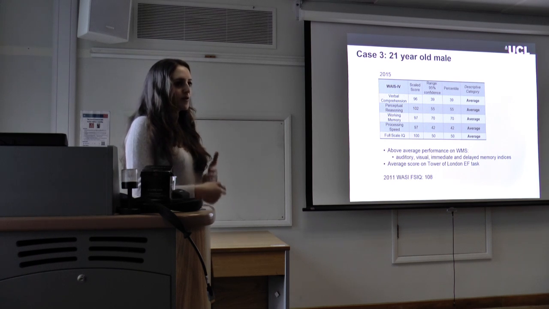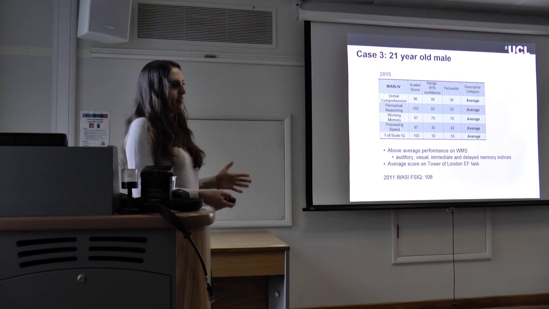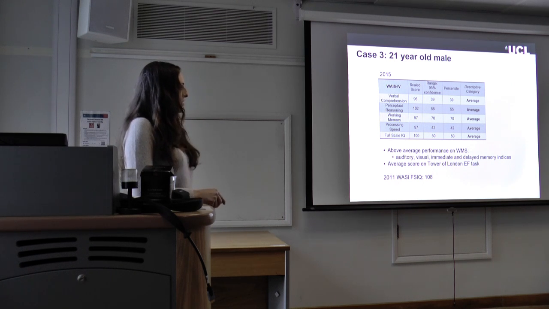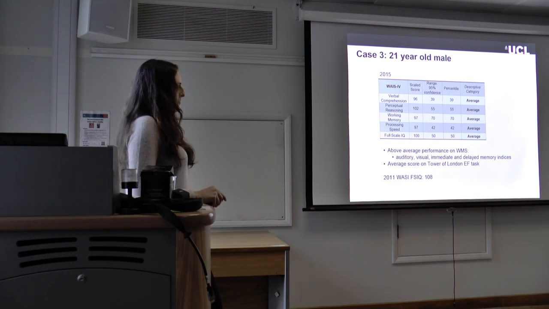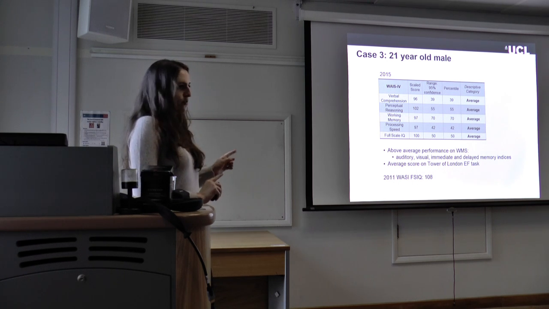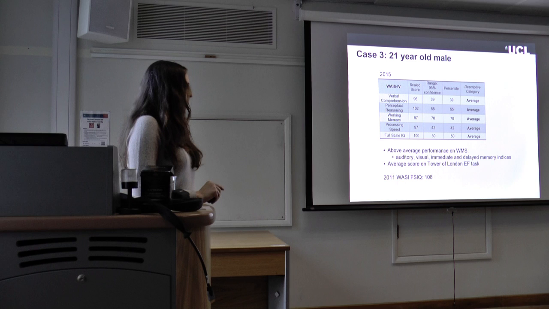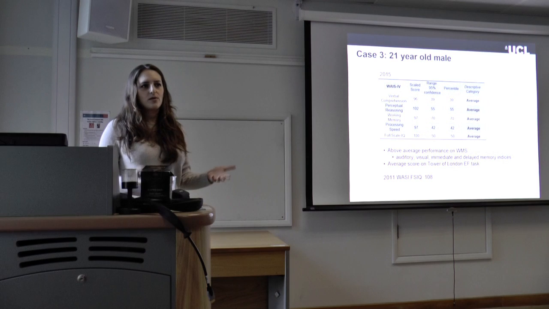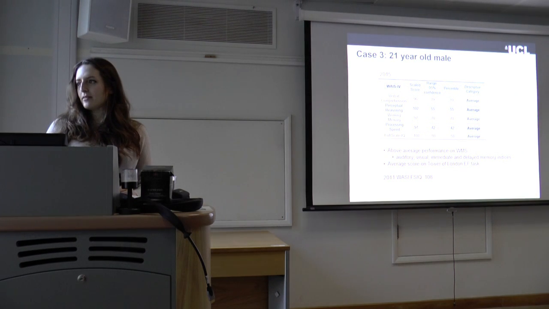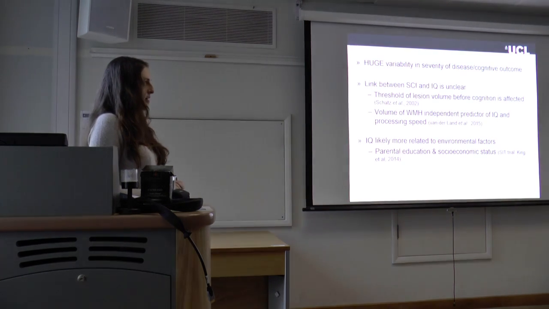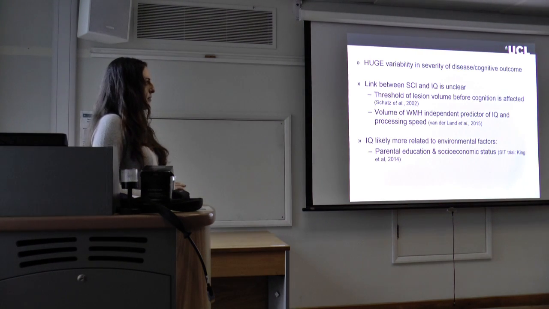So these case studies show that there's a huge range in cognitive outcome, even when you've had these insults. I tested him in 2011, where he had a full scale IQ of 108. That was from the Wechsler Abbreviated Scale of Intelligence, so not exactly the WISC or the WAIS. You can argue that maybe there's a decline, but I wouldn't call an IQ of 100 in any way impaired. So just stay with that. There's huge variability in the severity of disease and cognitive outcome, which I said before.